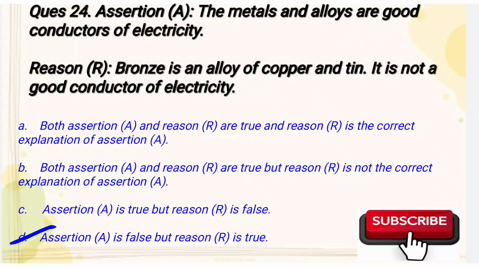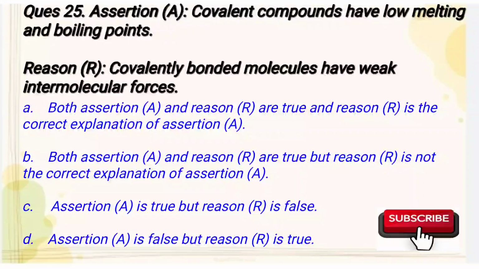Option D, assertion is false but reason is true. Assertion: covalent compounds have low melting and boiling points. Reason: covalently bonded molecules have weak intermolecular forces.